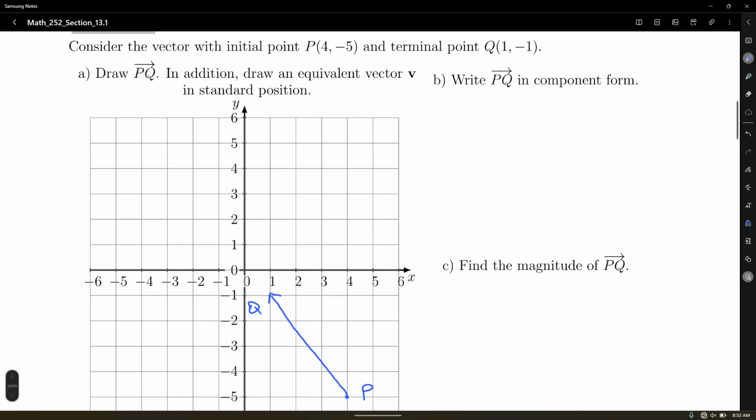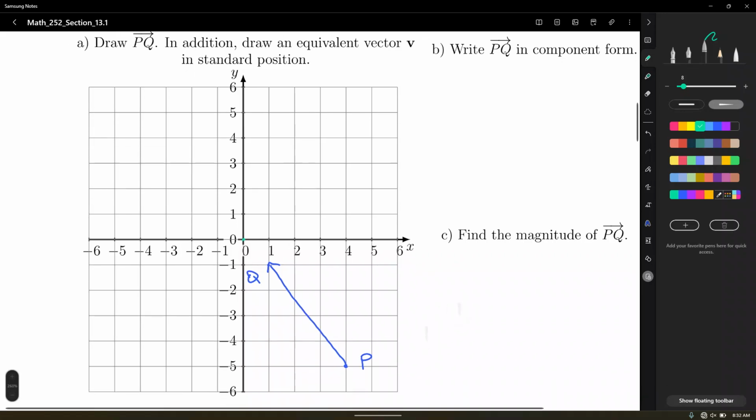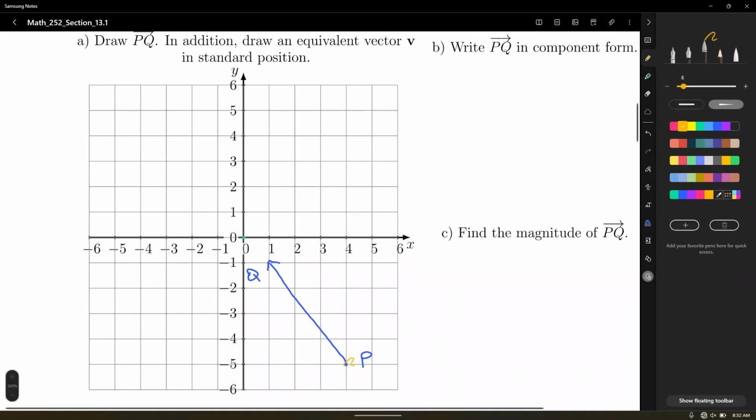Well, again, what does it mean to have a vector in standard position? It starts at (0, 0). It starts at the origin, right? So I'm going to go from (0, 0). And then, how are we going to go? Well, notice from P, I went negative 3 units in the x direction, and 4 units in the y direction. All right, so that's going to be our vector in standard position.